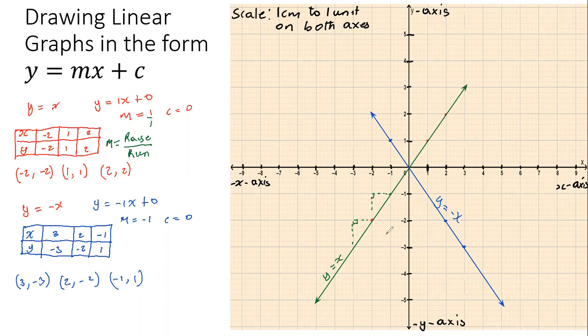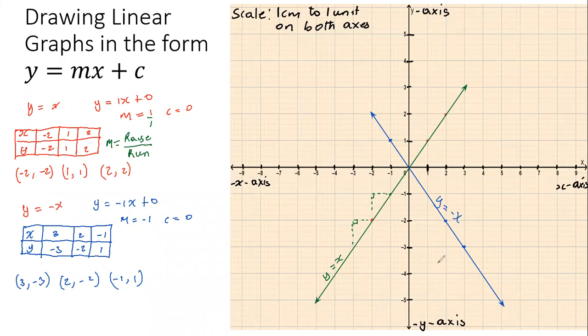So the only difference between the two lines is that they still have the same y-intercept value, but the slopes are different. So this one slopes upwards, this one slopes downwards, right? So when it slopes upwards, the gradient is positive. When it slopes downwards, the gradient is negative.